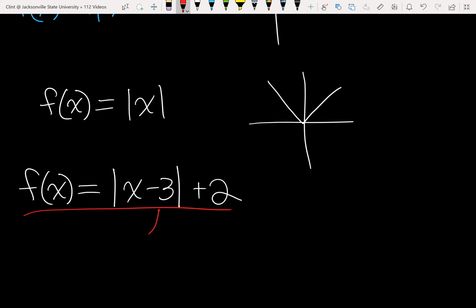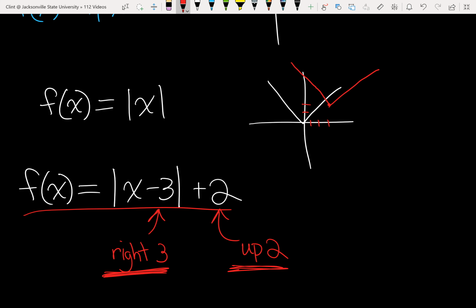Well, this tells us that our graph's going to be shifted right 3 units. And then this, on the outside, tells us that our graph's going to be shifted up 2 units. So our graph is going to go over to the right 3 and up 2, so the pointy part's going to be right here. We're going to get this graph. The part inside the x is left and right, and the part outside is up and down. We didn't have any reflections on this one, and we didn't have any stretching or shrinking.